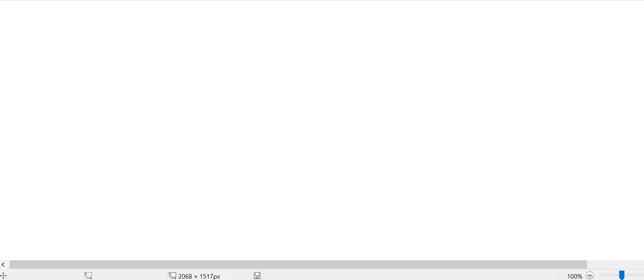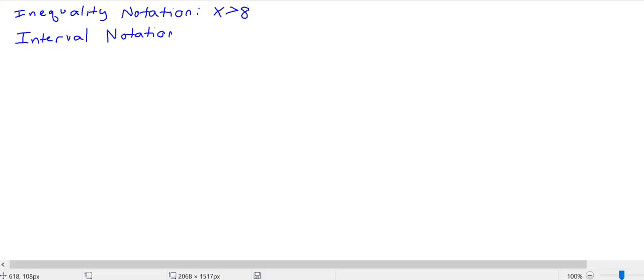When you have the answer to an inequality question, there are multiple ways you can write out this answer. The first way is the one you're probably most familiar with, and that is inequality notation. So for example, x is greater than 8. That is inequality notation. Another way you could write it out is in interval notation.